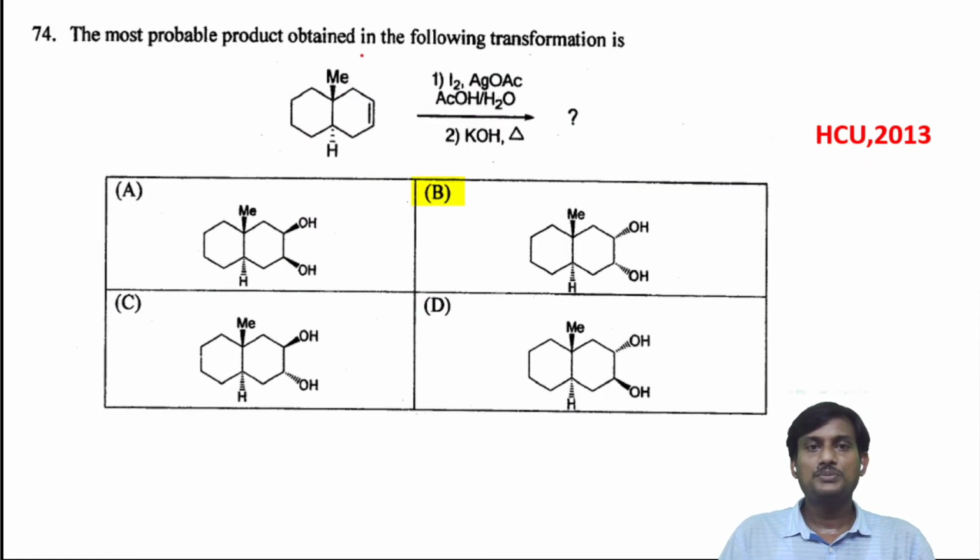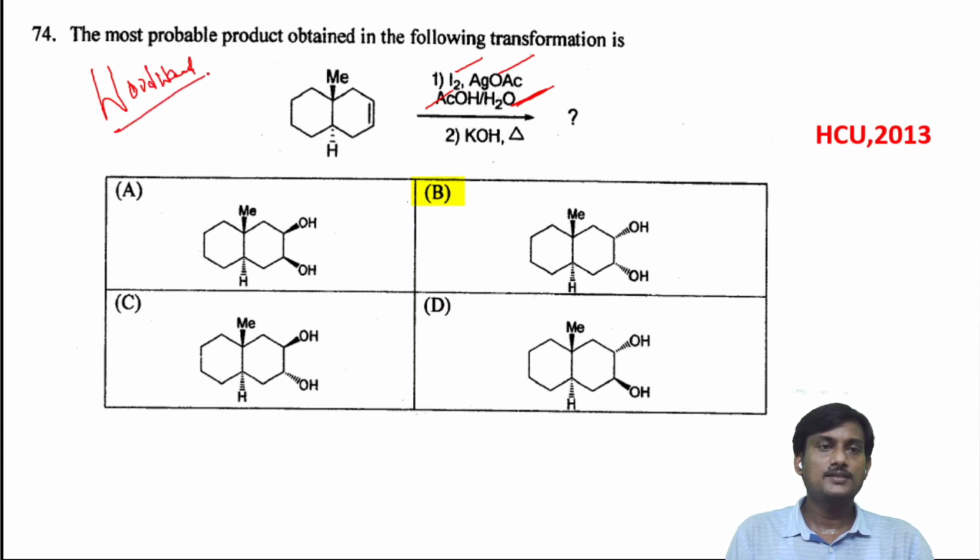The most probable product obtained in the following transformation is... Here iodine and silver acetate are given, acetic acid, and wet condition, water, is given. It's a Woodward hydroxylation reaction. It's a syn hydroxylation reaction, so you will get syn. But here we have to consider steric factors. Me is above the plane, so there is an approach of I2 below the plane. So you will get the two OH groups below the plane. So you will get this compound.